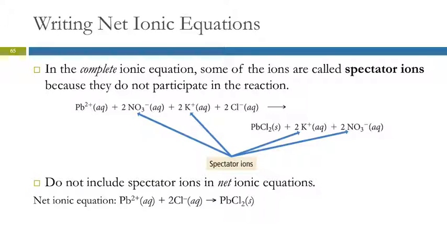So in that complete ionic equation, we have some ions that are called spectator ions. In the reactants, I had 2 nitrate ions, and in the products, I have 2 nitrate ions. I have 2 potassium ions in the reactants, 2 potassium ions in the products. Nothing happened to them.